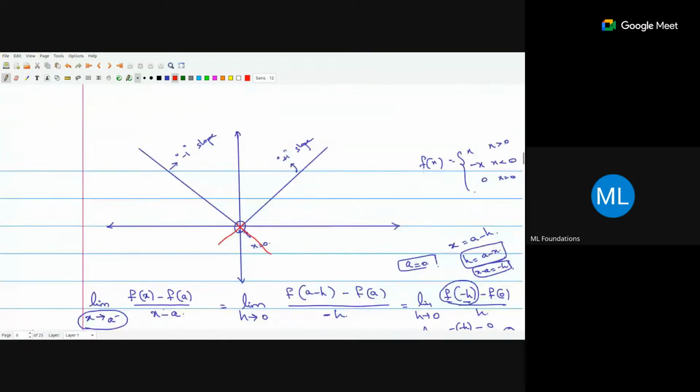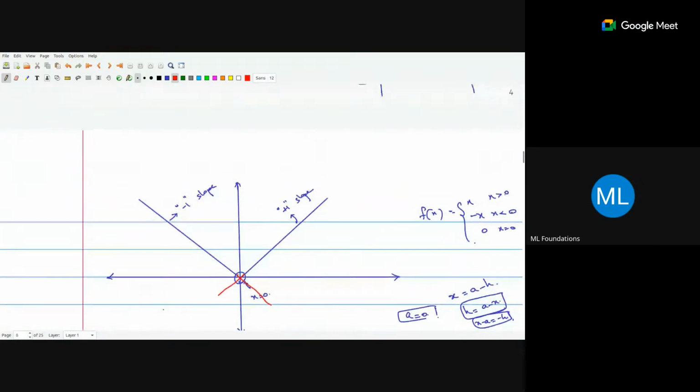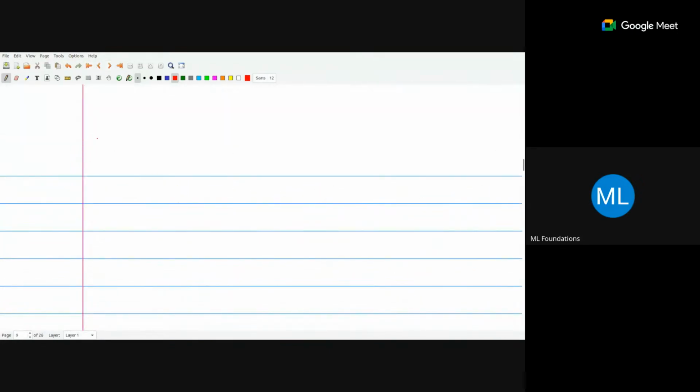And one connection between differentiability and continuity is: if it is not continuous, you can directly imply that it is not differentiable.